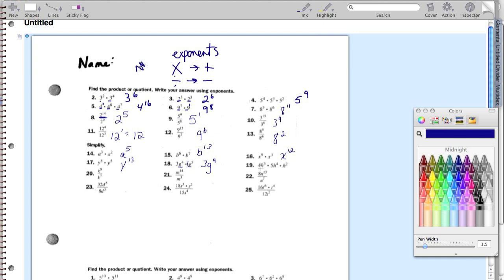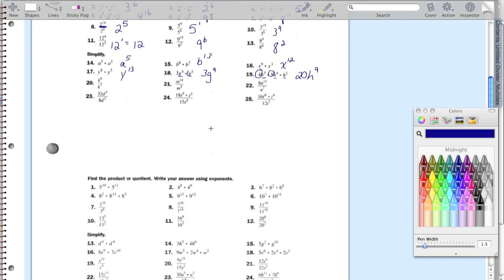Number 19, your base is H, so take care of that first. You're going to add 3 plus 4 plus 2, and you're going to get H to the 9th. And now you can multiply your coefficients. 4 times 5, so your final answer is 20H to the 9th. Now in 20, we have division going on, so we're going to subtract 9 minus 7, we get K squared. In number 21, we're going to subtract 14 minus 3, we get M to the 11th.